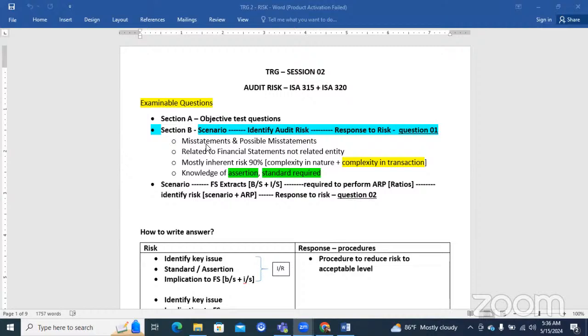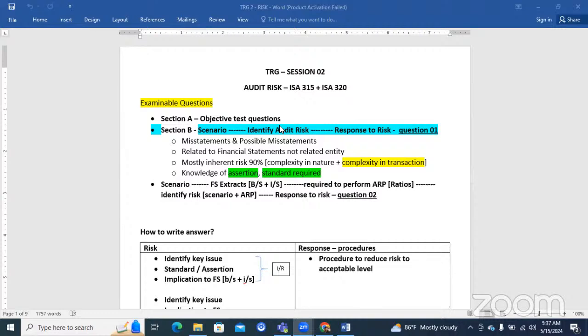In section B, there are two types of questions possible under audit risk. One is they will give you a scenario. That scenario speaks about misstatements and possible misstatements within the financial statements. From that scenario, you need to identify audit risk, then you need to respond to audit risk. This type of question is highly examinable. So this time also there is a 70 to 80% chance that this type of question can be tested in the final exam.